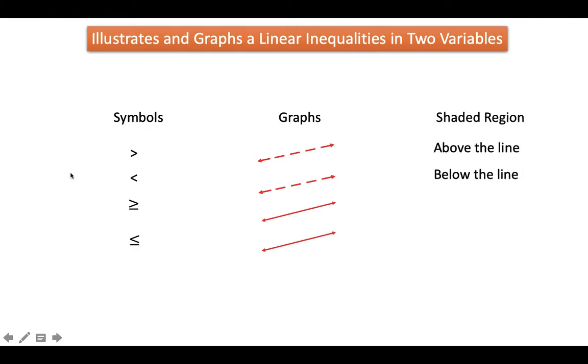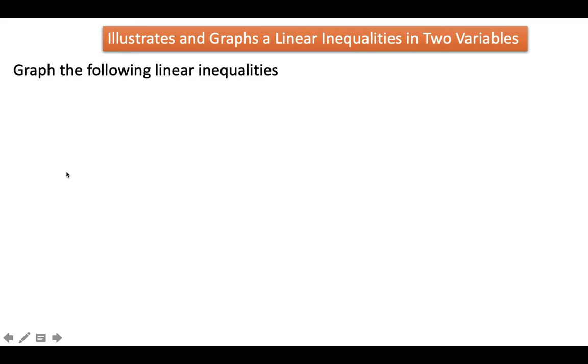Now the shaded region: if it is more than or equal, the shaded region is above the line. If it is less than or equal, the shaded region is below the line. Okay, so let us take this given. How are we going to graph 2y minus 3x which is more than negative 4?